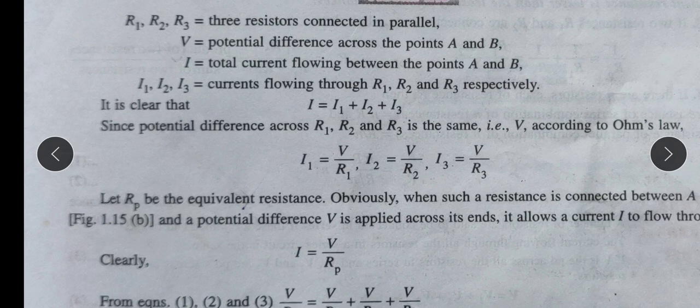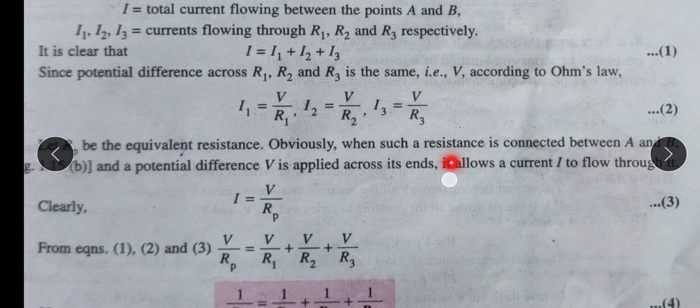Okay, let Rp be the total resistance or equivalent resistance. It is clear that I is equal to V by Rp. I is the total current, V is the total potential difference, and Rp be the total resistance. That is, the total current is equal to total potential difference by total resistance. That is I is equal to V by Rp.